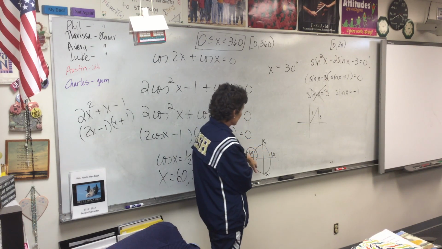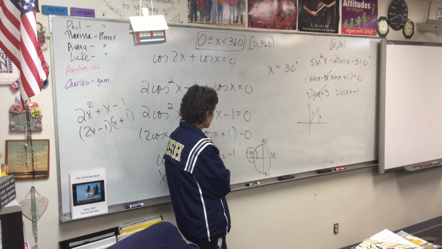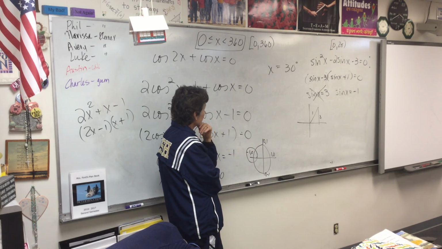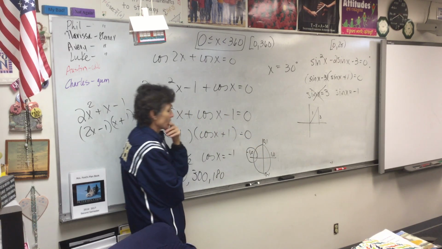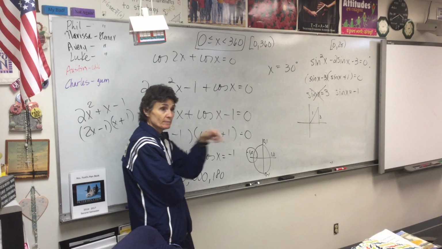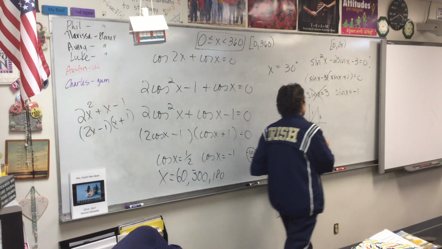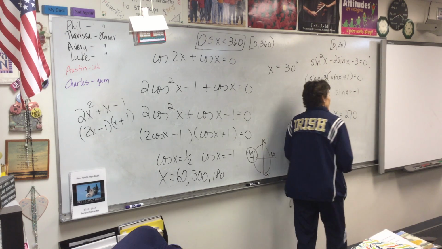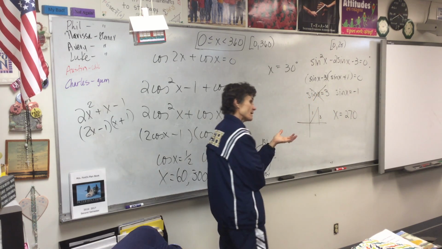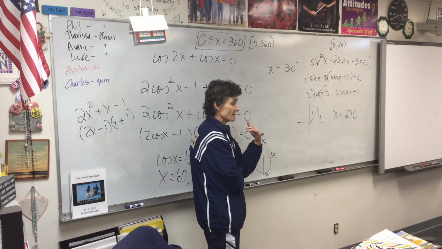Now I got my circle drawn here. A minute ago we did cosine was -1. Now I'm doing sine is -1. Where on the circle does the sine equal -1? 270. So we're thinking 270. I'll even write it down. But remember, I'm supposed to be answering in radians.